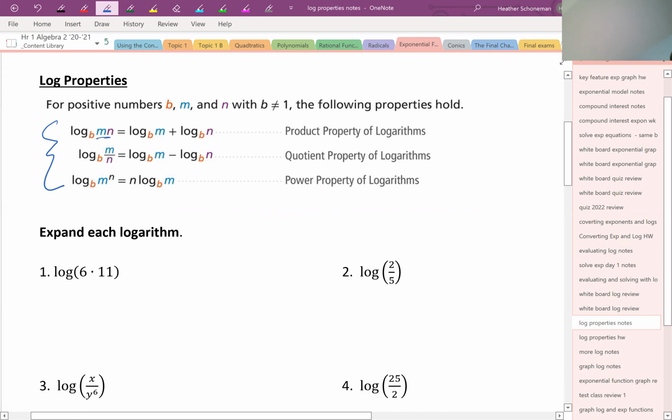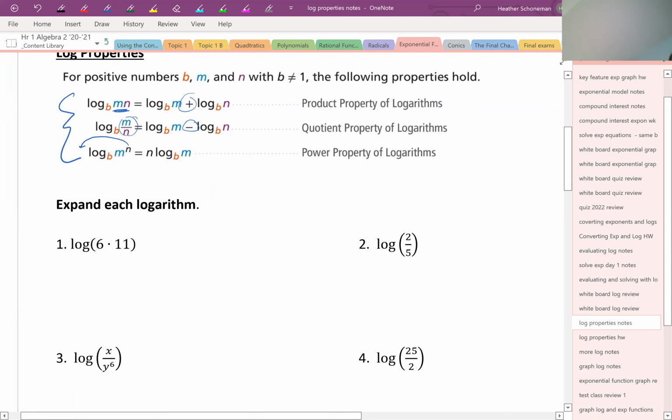If we have two numbers that are multiplied together, we can separate them with addition. If it's divided, we can separate them with subtraction. And if we have an exponent, we can move it to the front. And these are going to keep being true throughout the whole process.